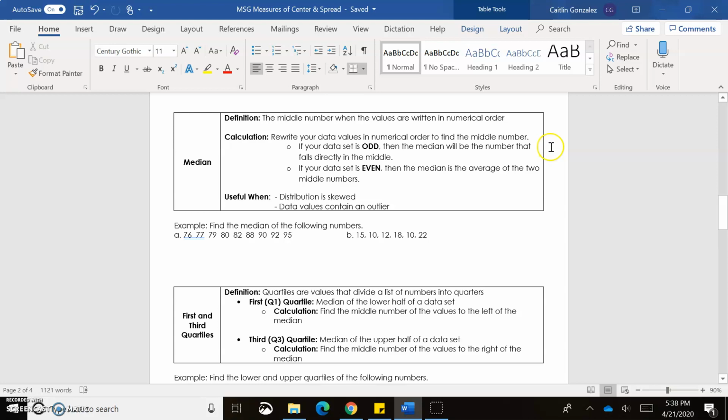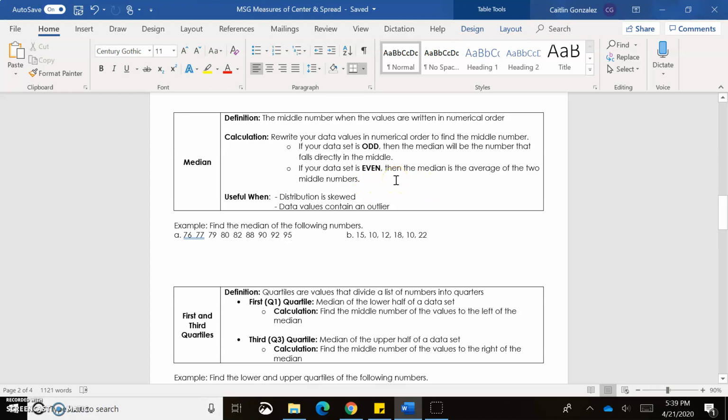Okay, median, think middle. If your data set has an odd amount of data points, then your median will be the number that falls directly in the middle. So if there's like 7 data points, there's going to be a number directly in the middle, and that would be your median. But if you have an even set of data points, if you have 10 data points, there's not going to be a number directly in the middle, and in that case, your median is going to be the average of the 2 middle numbers. So basically, it's the middle of the 2 middle numbers.